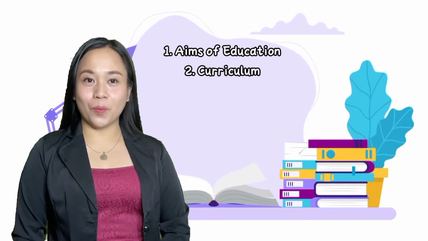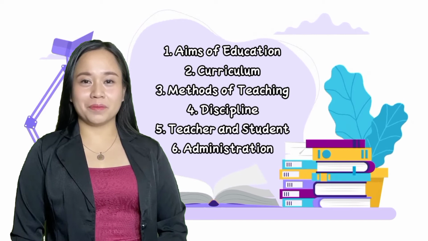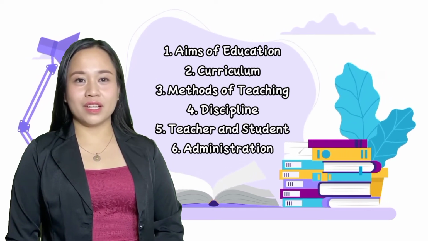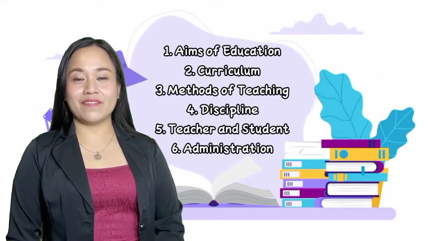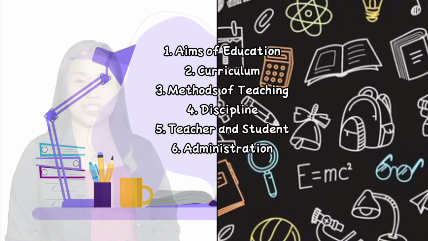In determining the aspects of education, we should consider the following: 1. Aims of education. 2. Curriculum. 3. Methods of teaching. 4. Discipline. 5. Teacher and student. And 6. Administration.